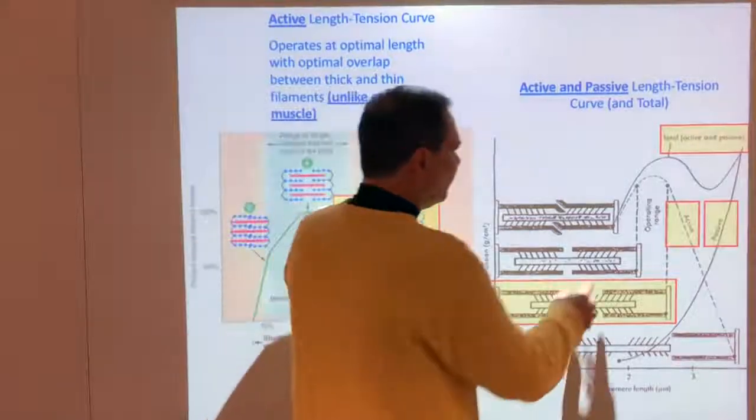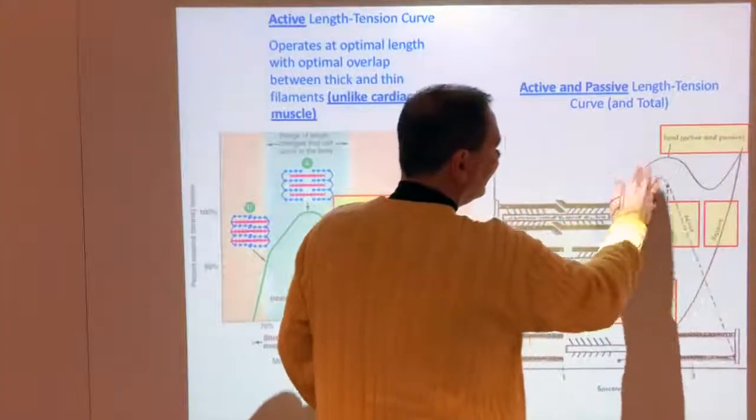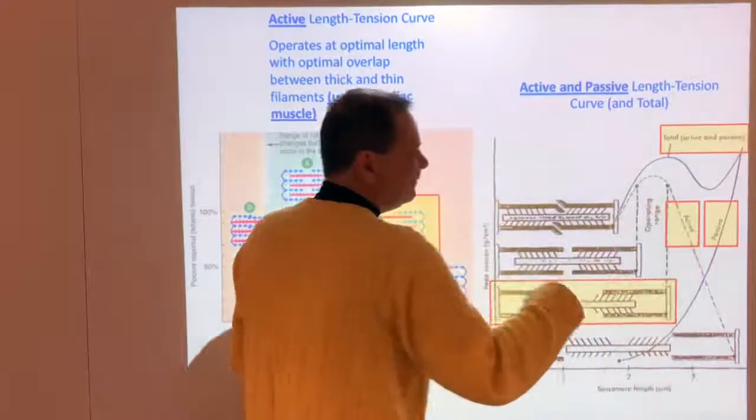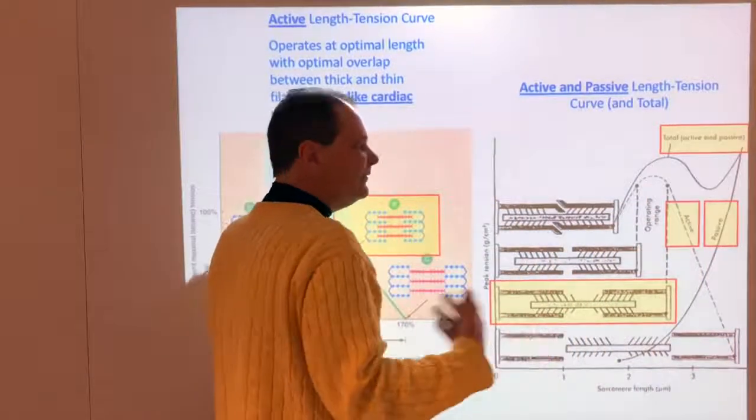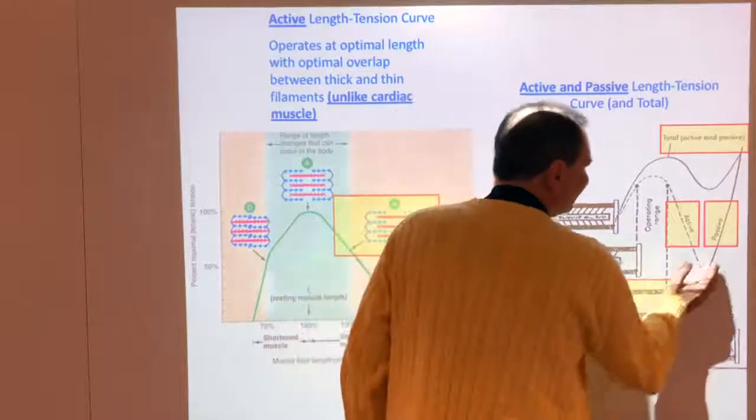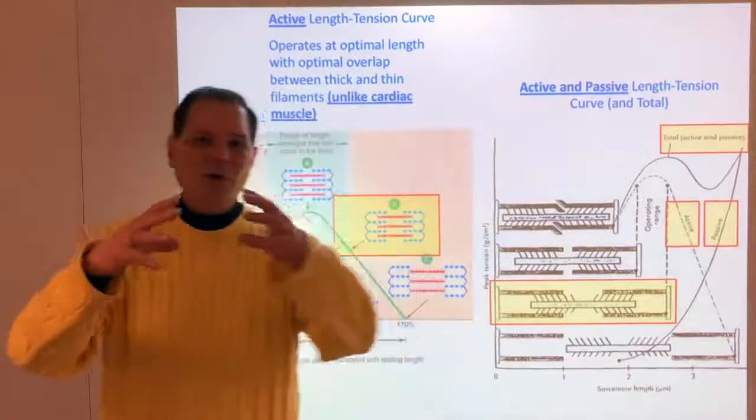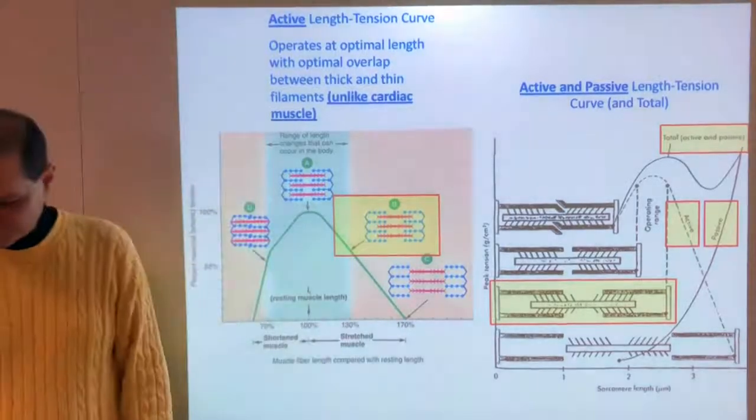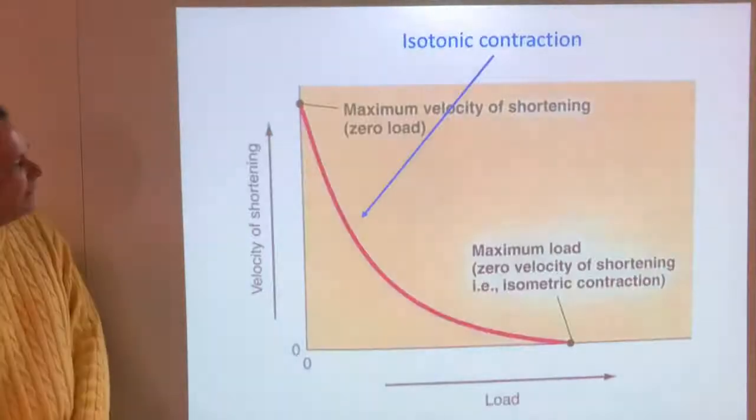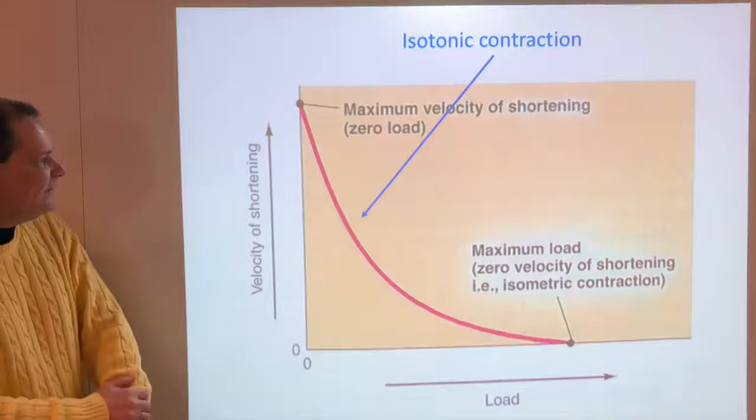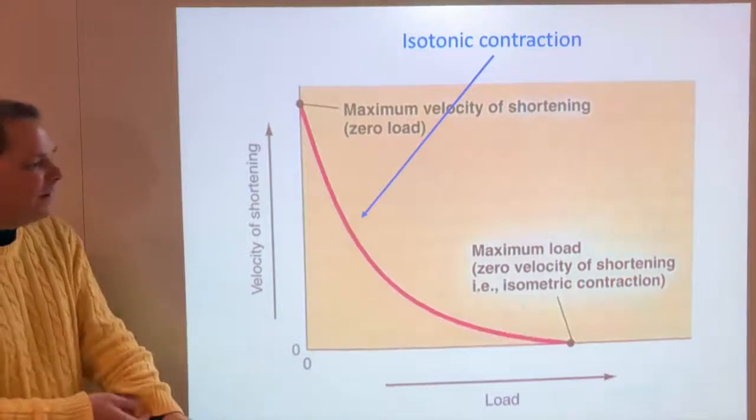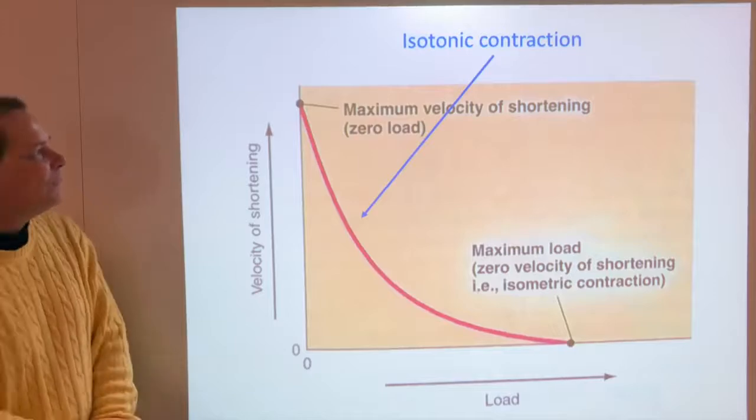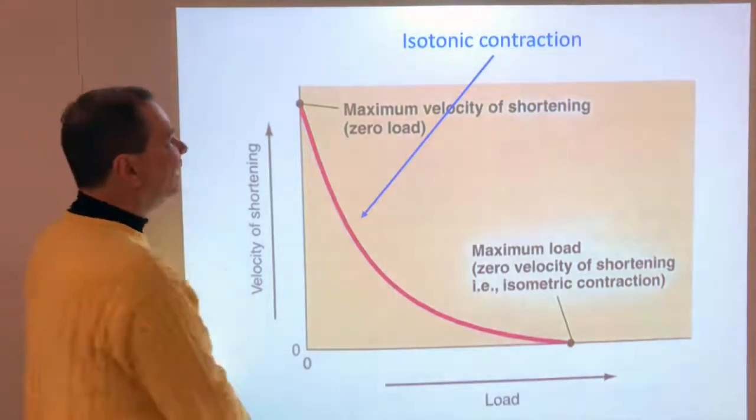So this is your total length tension curve here. This is the active part of that, the part that's ATP dependent and myosin interaction. And this is the passive part, that's just the part that is stretching the fiber like a rubber band, okay? All right. This is the force velocity curve. You'll recall this came up with cardiac muscle as well, and it operates pretty much the same way as cardiac.